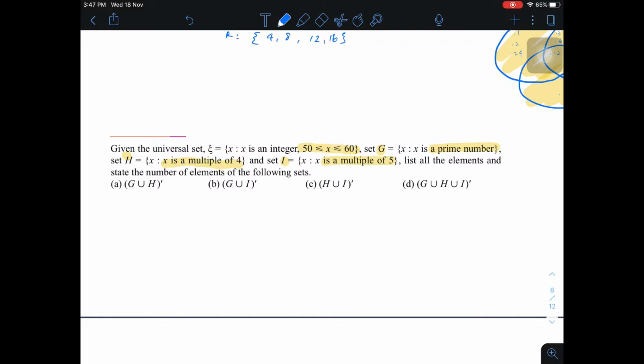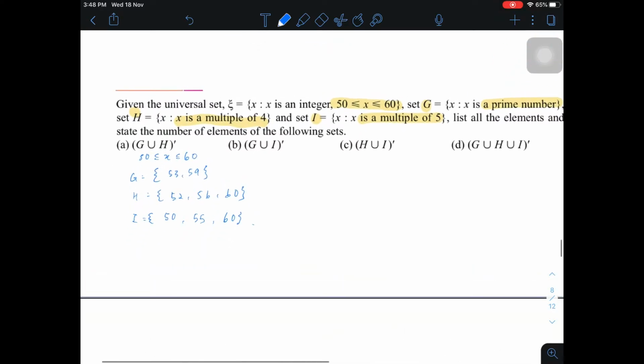So let's try this. We'll list down, so the overall limit is between 50 and 60. So set G would be the prime numbers, right? So 53, 59. Set H, multiples of 4, which would be 52, 56, and 60. Because our limit is between 50 and 60, right?